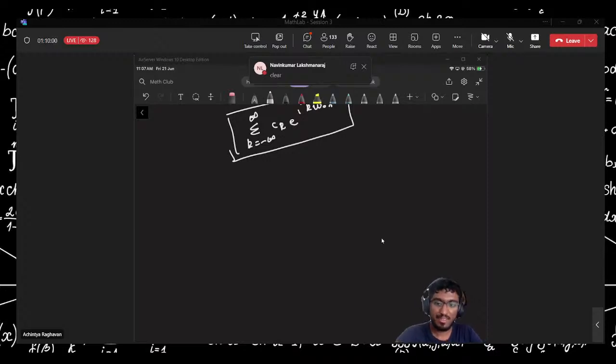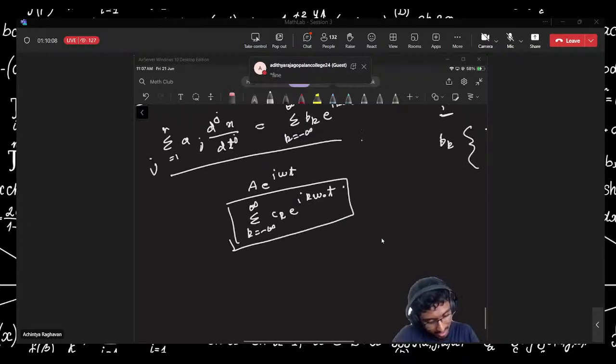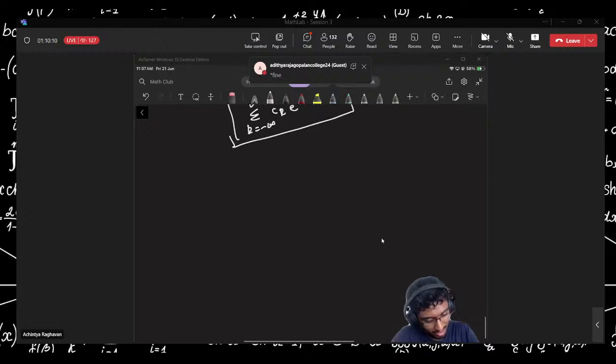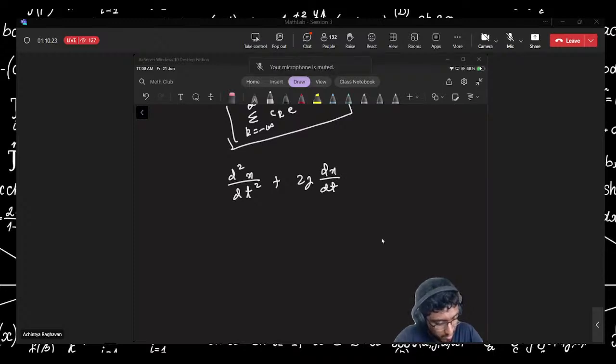So we'll solve the second order differential equation, a damped oscillator, and you can generalize it to an nth order differential equation. It's the same thing, the same method, so it shouldn't matter. It's equal to summation.